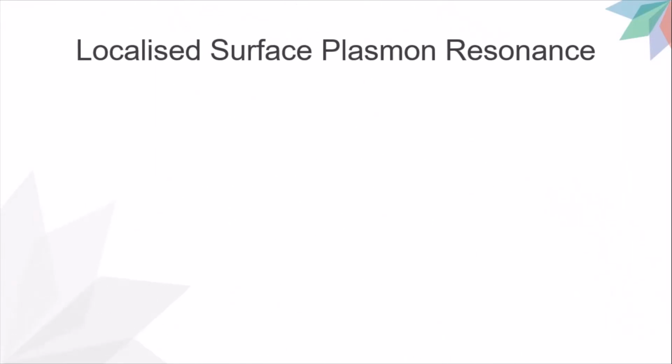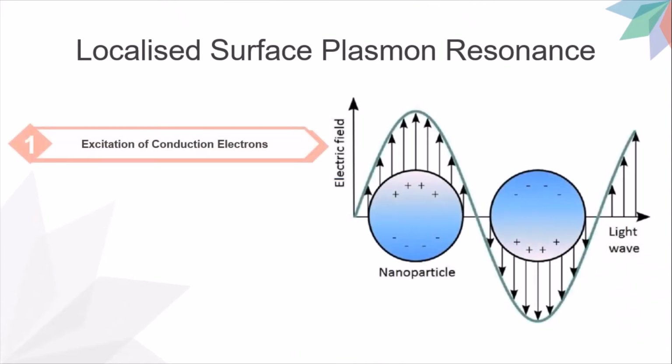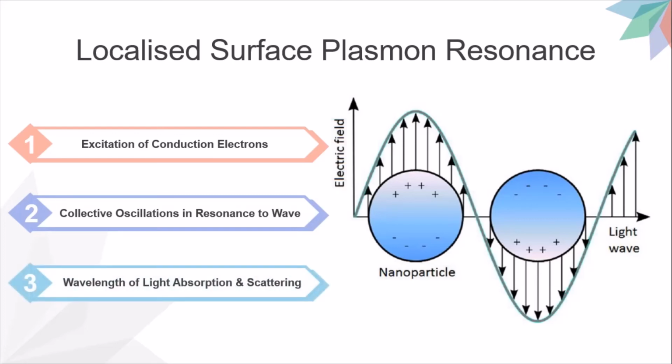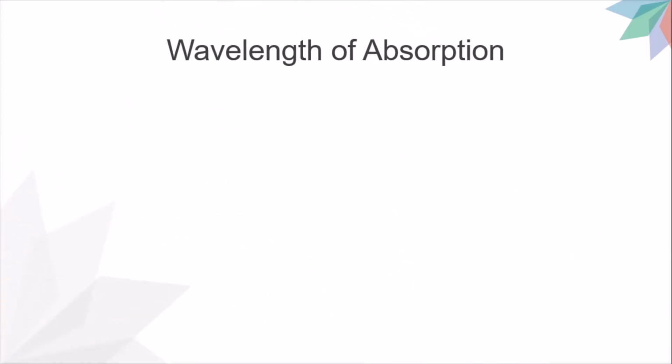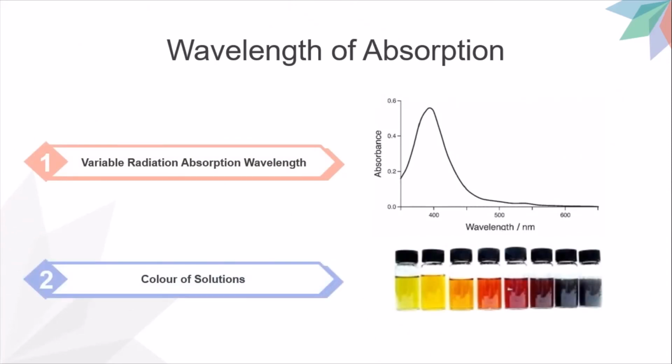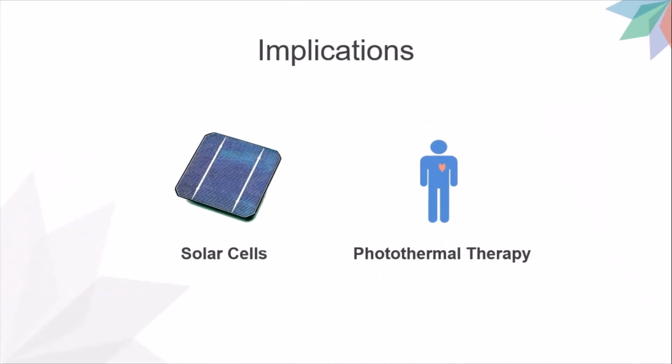Firstly, the size and shape of the nanoparticles are correlated to their localized surface plasmon resonance, which is essentially responsible for the physical and chemical properties of these particles. When they are exposed to electromagnetic radiation, their conduction electrons become excited and exhibit collective oscillations in resonance with the incident wave. This phenomenon influences the wavelength at which light is absorbed and scattered, since absorption is dependent on electronic behavior. Due to this reason, the wavelength of light absorbed by the nanoparticles varies with their shape and size, thus affecting the color of their solutions. As such, the shape and size of these nanoparticles play an imperative role in their applications.